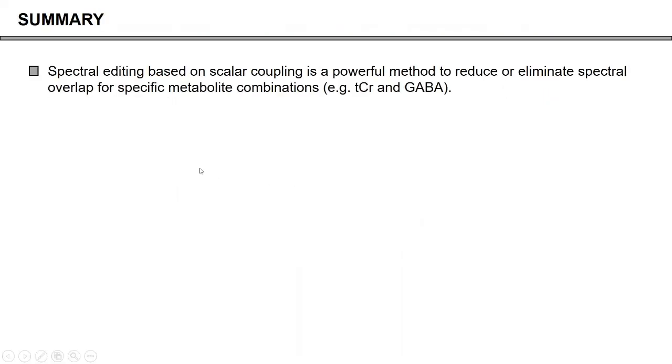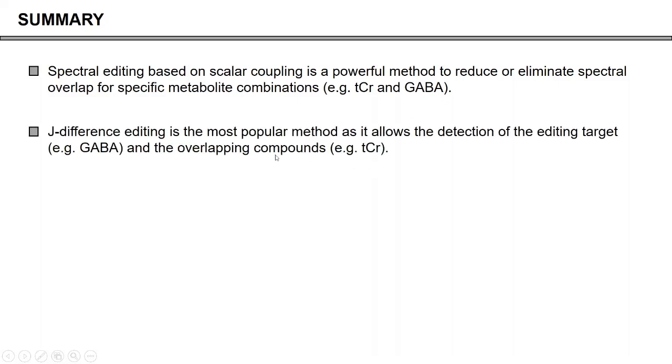So in summary, I hope I've been able to show you that spectral editing based on scalar coupling is a very powerful method to reduce or even eliminate spectral overlap for specific metabolites. Creatine and GABA is a good example. Lipids and lactate is another one. J-difference editing is the most popular method because it's relatively easy to implement. You can get your editing target, GABA, but also the overlapping compounds like creatine, and so you get everything.